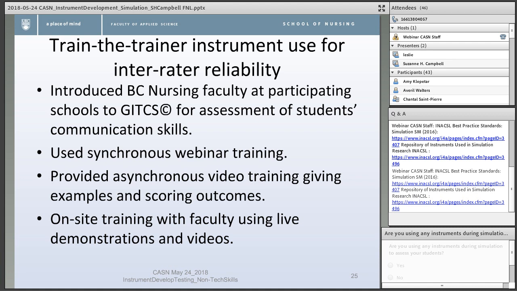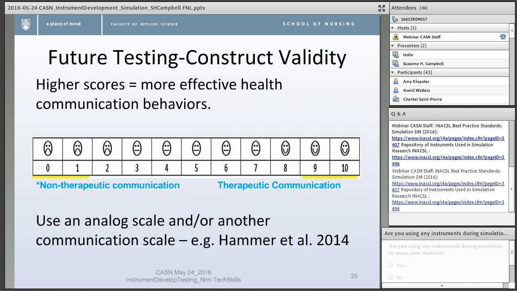As part of the train the trainer component, we introduced it to faculty using synchronous webinar training. I created a 13-minute asynchronous video training, and I'm going to create another one for this final tool we've ended up with. And then we actually did on-site training, and as you can guess, the on-site training was best received. That's what faculty really wanted.